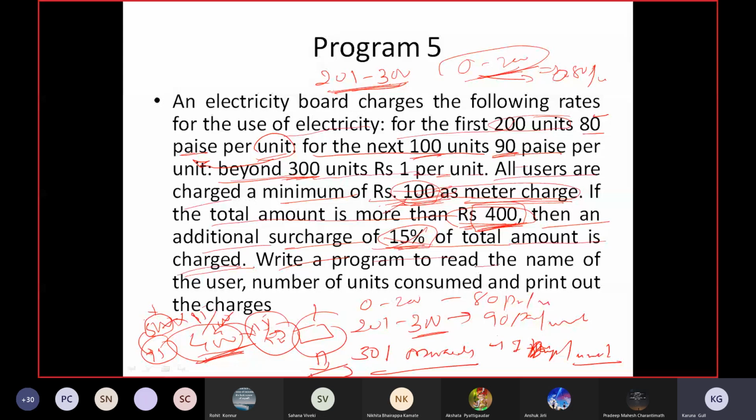So write a program to read the name. You are supposed to write a program which is going to help you to read the name of the user, along with the number of units that they have consumed. So how many units they have consumed, they have to mention here. Then finally it has to print the total amount we have to pay as the electrical bill there.